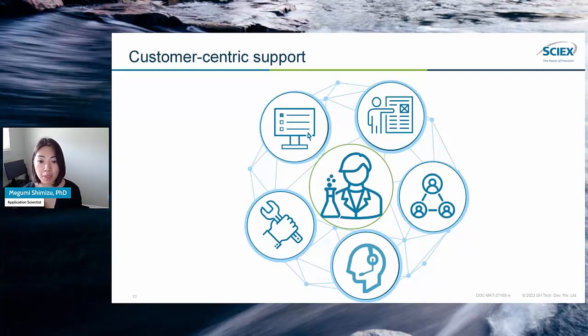Our goal as application scientists is to support customers to achieve their analytical goals in the most efficient way. As a team, we have a great variety of experience in PFAS analysis, and we are constantly sharing this information among us so that customers can avoid pitfalls of PFAS analysis and take the most shortcut way to getting the PFAS lab set up.